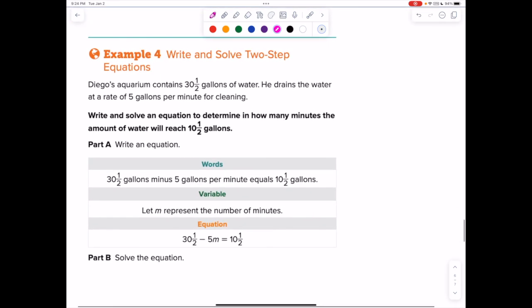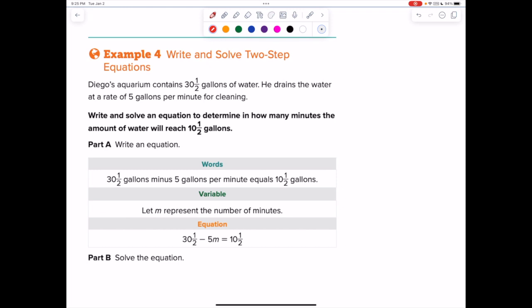I know this is a lot, especially because word problems are a little bit tricky sometimes, but keep hanging in there. You're doing well. All right, here we go. Diego's aquarium contains 30½ gallons of water. He drains the water at a rate of 5 gallons per minute for cleaning.